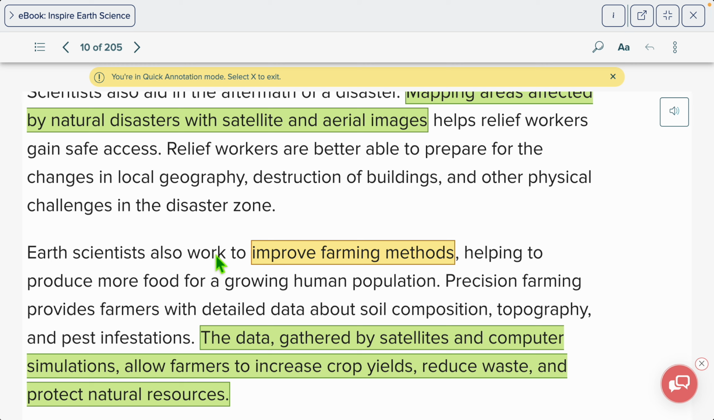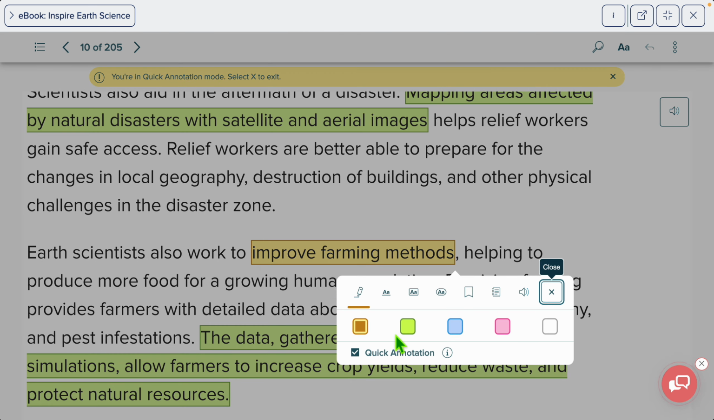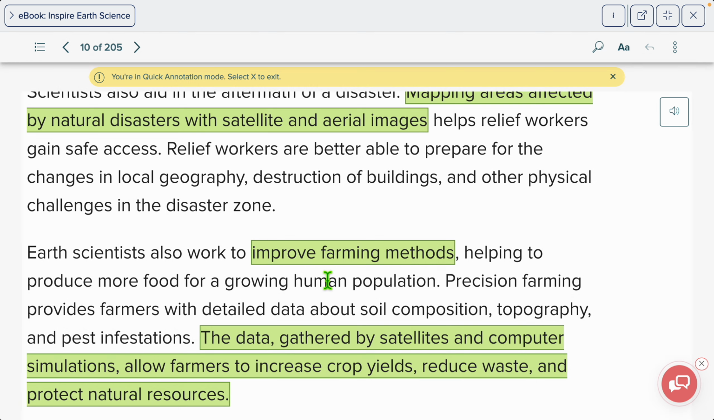Earth scientists also work to improve farming methods. Okay, I want to change the color of this so it matches the other ones. All these green ones are part of this answer. Helping to produce more food for a growing human population. That is one effect of earth scientists, so working on farming practices.